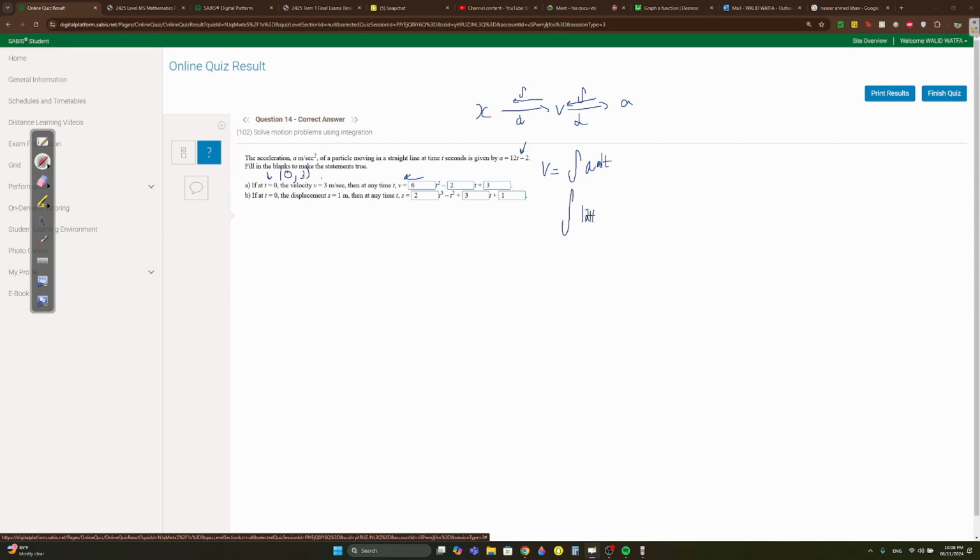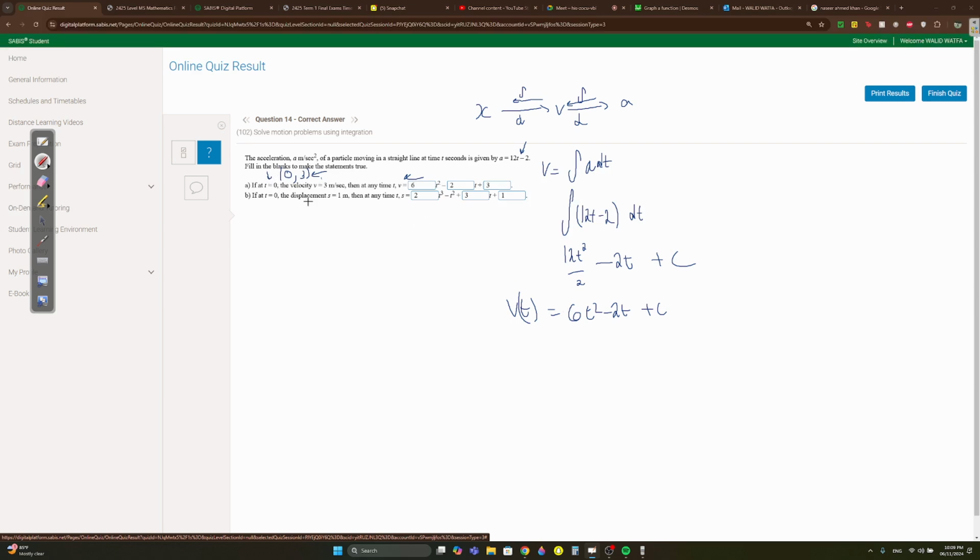Integral 12t minus 2. Why do you say dt? Because we're integrating with respect to t, right? Integral 12t: drag it down, add 1 to the exponent, divide by the new exponent. Minus 2, you just add a t beside it, plus c. You get 6t squared minus 2t plus c. This is what v of t is, right? Velocity with respect to time.